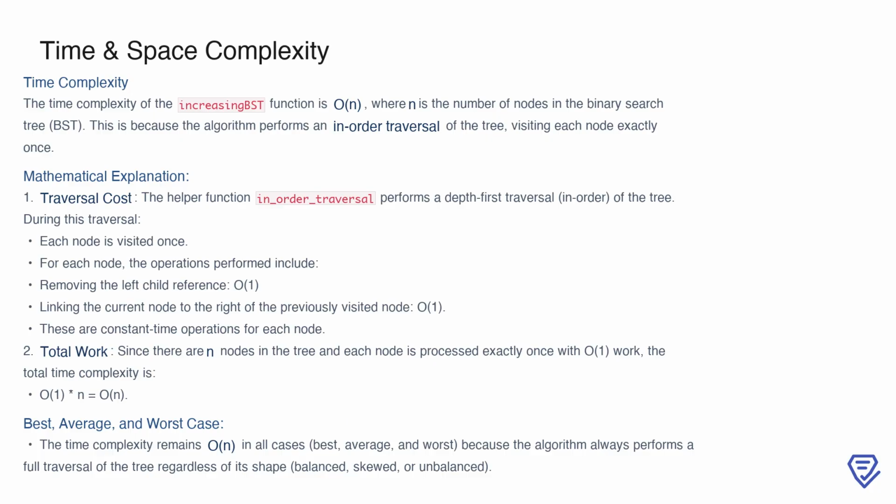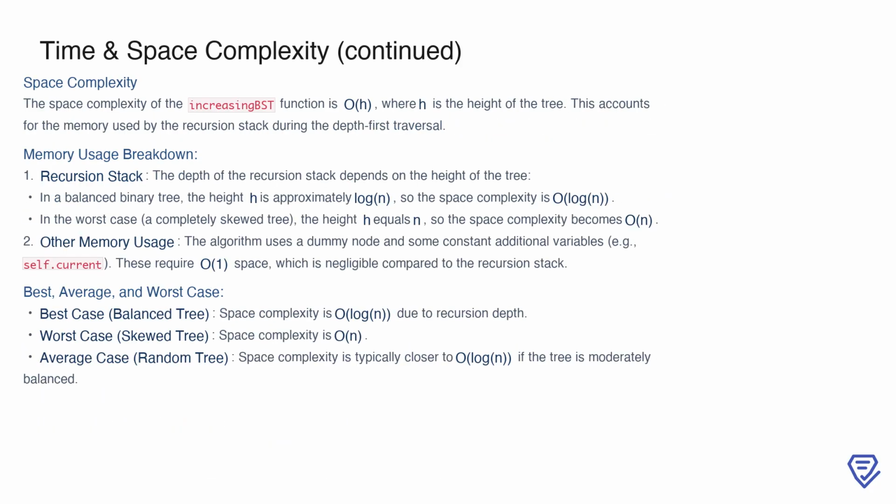Importantly, this time complexity remains O(n) in all cases, whether the tree is balanced, skewed, or completely unbalanced, because the algorithm always traverses the entire tree regardless of its shape. The space complexity of the increasing BST function is O(h), where h is the height of the tree. This primarily accounts for the memory used by the recursion stack during the depth-first traversal.